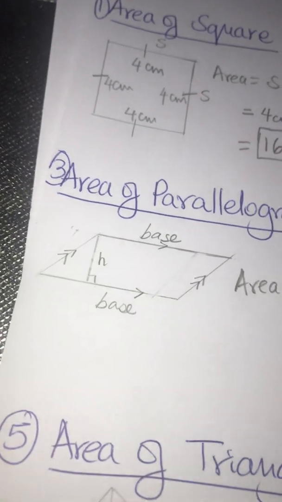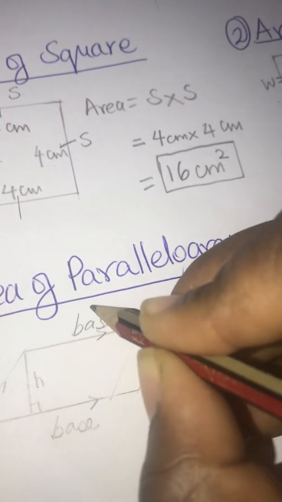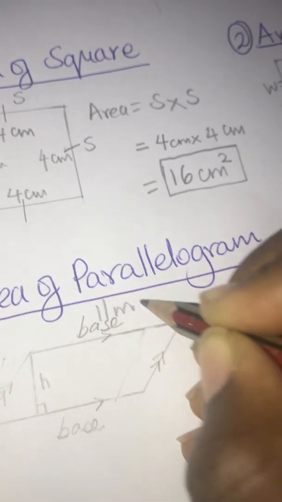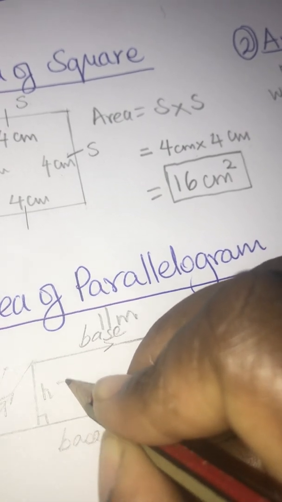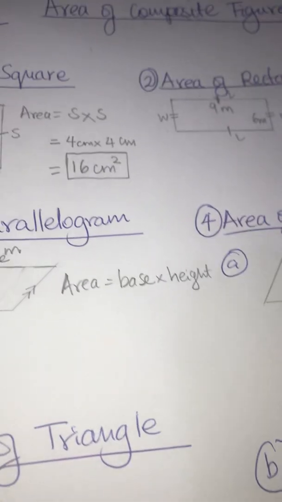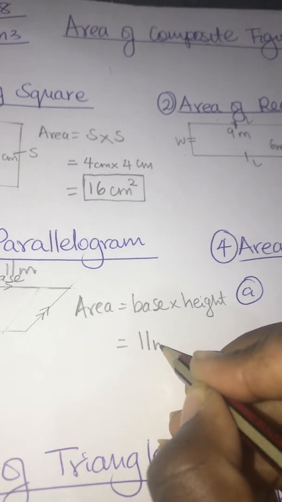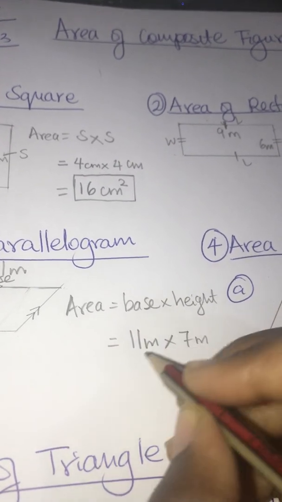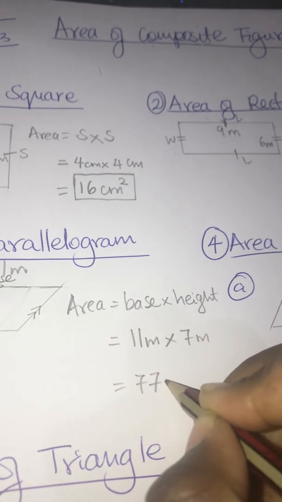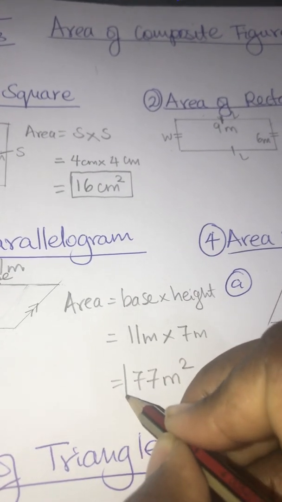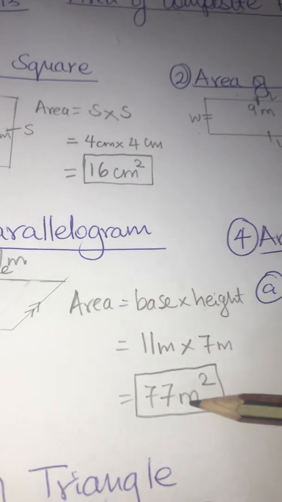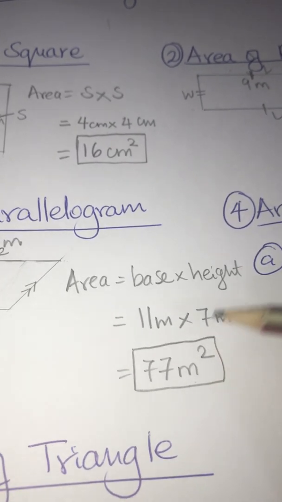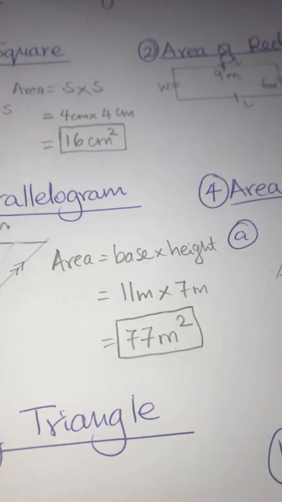Now let's put some numbers. Let's say here the base is 11 meters and the height is 7 meters. Let's say that, okay? So then you do 11 meters times 7 meters, and your answer is 77 meters squared. Remember, your units for area have to be squared. They must be squared. If you don't put that, it will be incorrect. Okay? So let's do trapezoids.